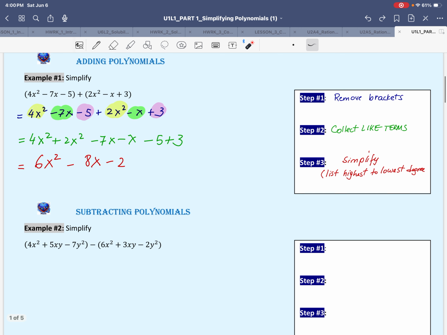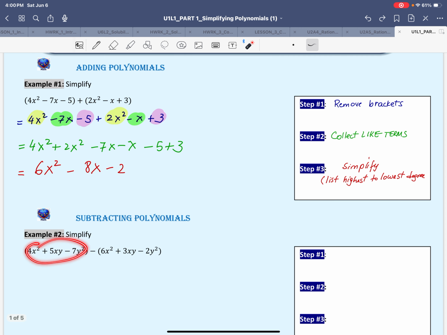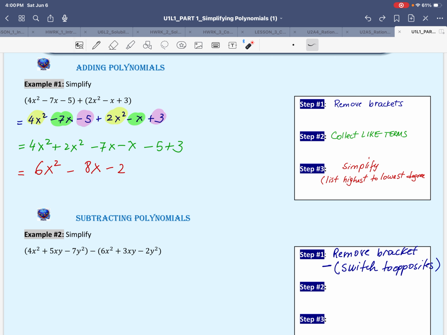Now, in the next question, we have subtraction of polynomials. So we have one polynomial subtracting another, and this will be done in the same way as addition, because subtraction and addition are different forms of each other. The only difference is that when we remove brackets in here, we have to keep in mind that the terms that are inside brackets will have to switch the signs from whatever they are to opposite. So step number 1, remove brackets and switch to opposites the terms that are in the expression being subtracted.